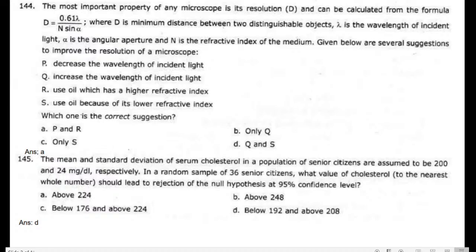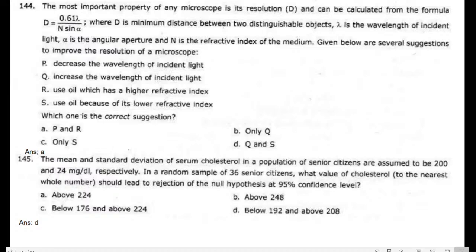What they asked: given below are several suggestions to improve the resolution of a microscope. As per their study, there are many methods available to improve microscope resolution. Here they mention two methods. First, decrease the wavelength of incident light; while you are decreasing the wavelength, you can improve the resolution. Second option, using oil which has a higher refractive index.